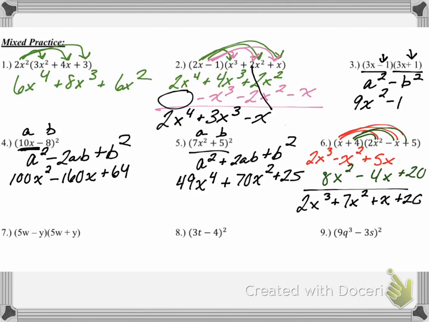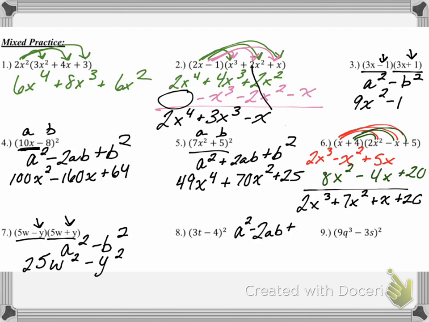All right, number 7, I notice it's a special case because I've got two binomials that are the same. One's minus, one is plus. So that's the formula a squared minus b squared. So that would give you 25w squared minus y squared. Now number 8, I'm squaring the difference. So that's a squared minus 2ab plus b squared. So if I square my a value, that would be 9t squared minus, I'll multiply those two together to get 12t, and then I'll double it to get 24t, and then plus 16.